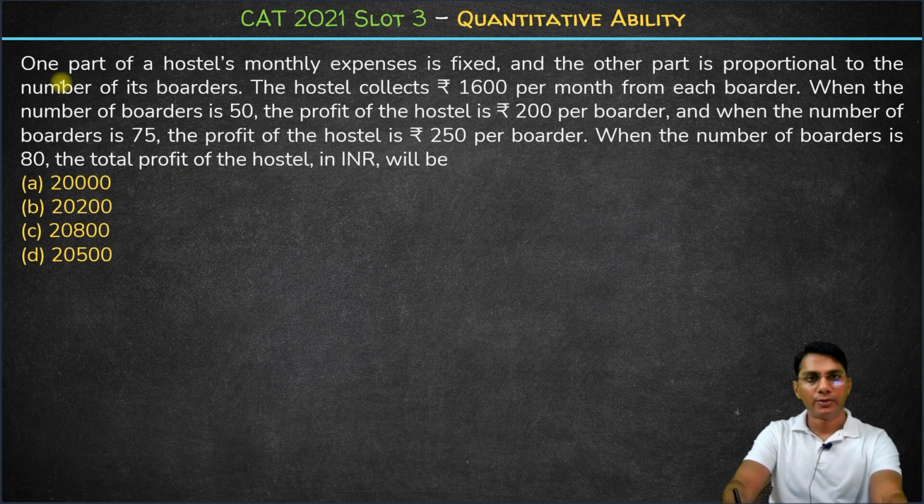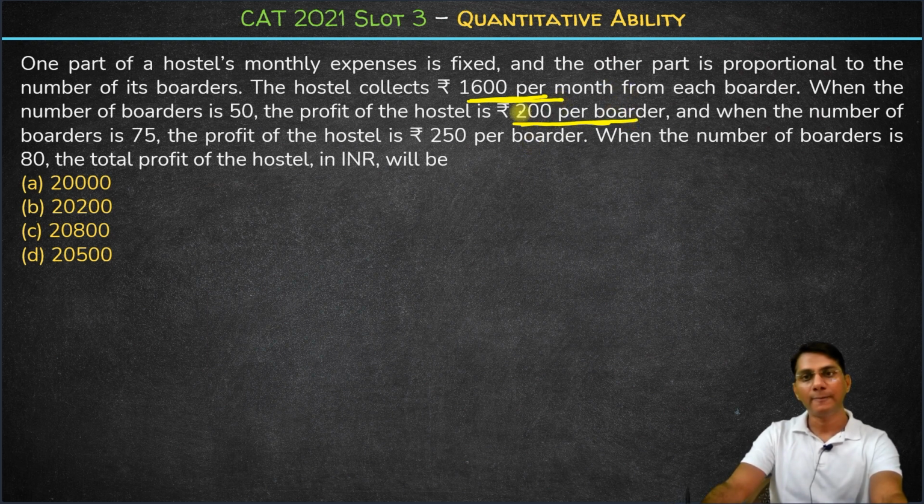Hi. So here we have one part of a hostel's monthly expense is fixed and the other part is proportional to the number of boarders. So it's a ratio proportion question, a variation question basically. The hostel collects 1600 per month from each boarder. When the number of boarders is 50, the profit of the hostel is 200 per boarder. So revenue per boarder is given and the profit per boarder is given.